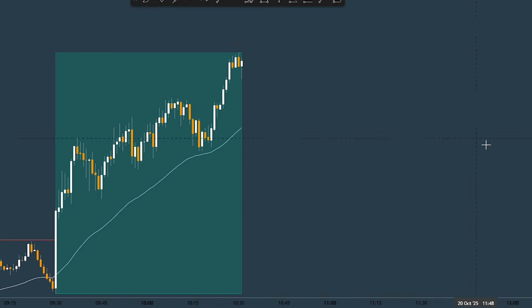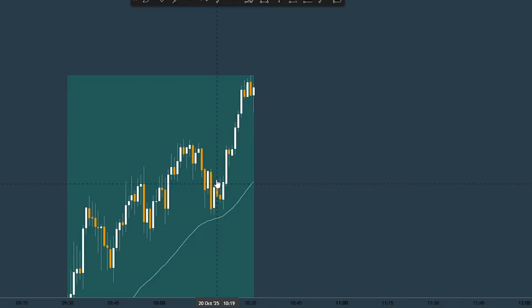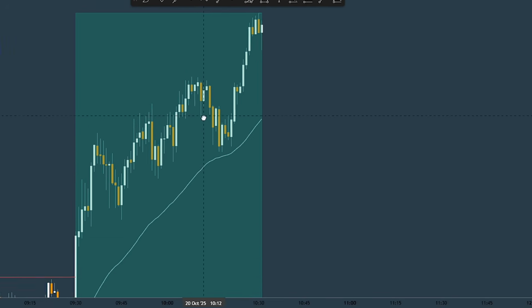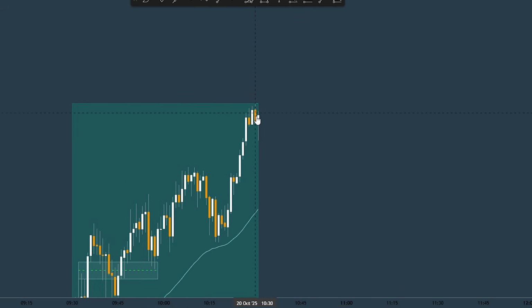Now, because we're looking for continuations long, we now need to mark out the key liquidity points that are above the white EMA. So we can see here, there was a potential opportunity at this area, but price closed beneath the gap and then closed bullish. So that was invalid, and scanning through the rest of the day, there was just no opportunities until here.